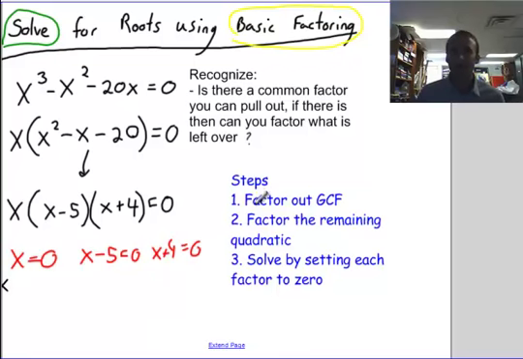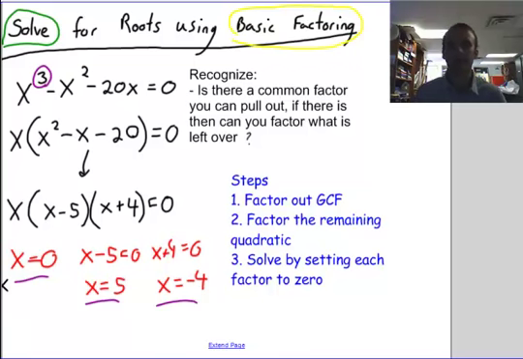Okay, so let's see what we've already done. We factored out the greatest common factor, we factored the remaining quadratic, and now we're solving by setting each of these equal to 0. So this one's already done. We get x is equal to 0. This one we get x is equal to 5, and this one we get x is equal to negative 4. So these are my answers, and we notice that we have 3 of them, and that was the highest degree here. So that works out. Okay, let's look at another one.